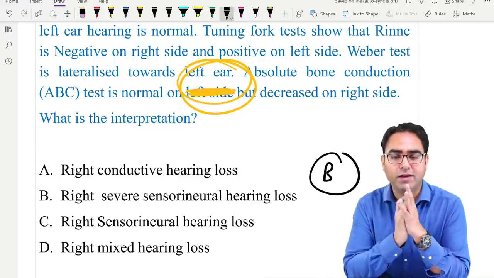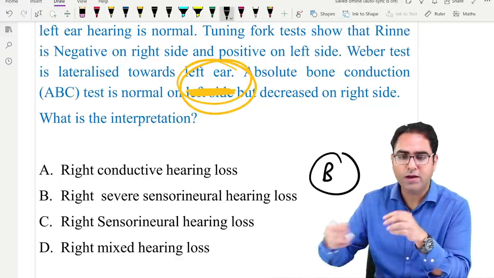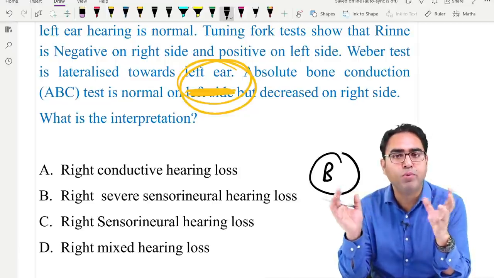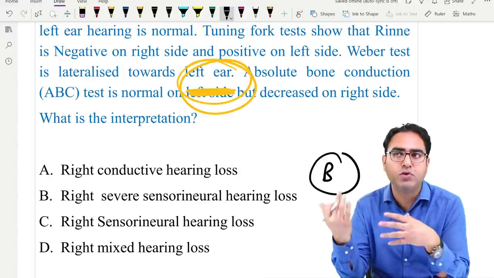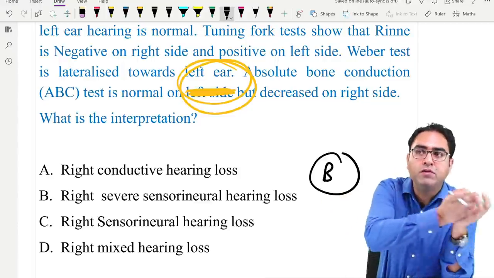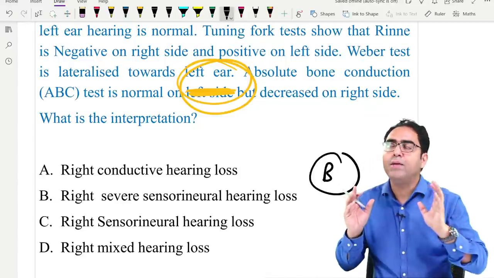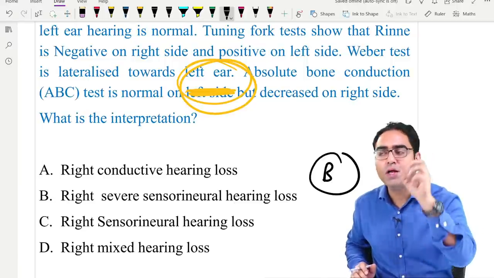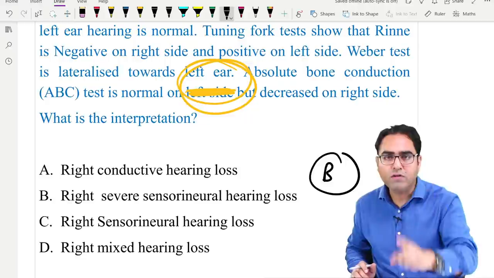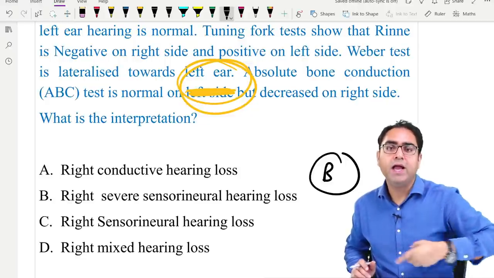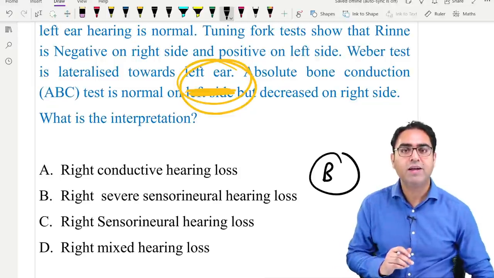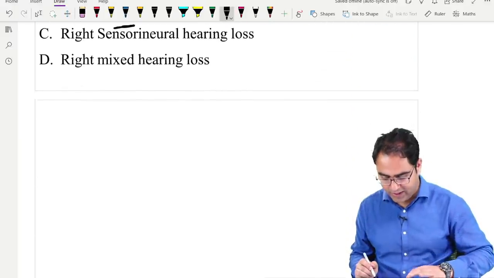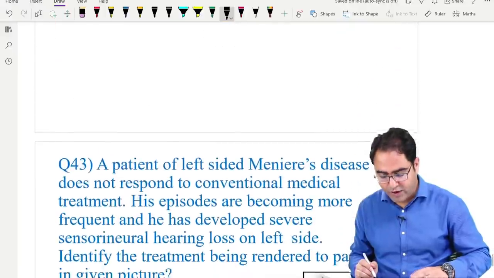Is it clear, everyone, about this question? When Rinne is negative, Weber should have been heard in the poor ear only. Whenever Rinne is negative, I start thinking of conductive hearing loss, but if Weber is heard in the better ear, the left ear, I am 100% sure I have cracked the question. When a tuning fork question doesn't make sense, the answer is false negative Rinne, which is a feature of unilateral severe SNHL. It means the patient is suffering from right-sided severe SNHL. Okay, fine. Guys, please do revise false negative Rinne.